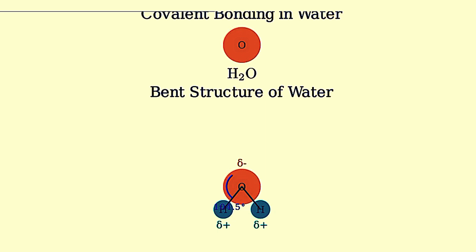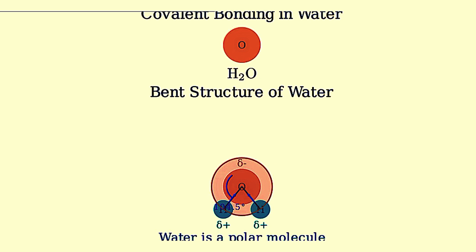Oxygen is more electronegative than hydrogen, which means it pulls the shared electrons closer to itself. This creates a partial negative charge around the oxygen atom and partial positive charges around the hydrogen atoms. As a result, water is a polar molecule, which explains many of its unique properties, like its ability to dissolve many substances, high boiling point, and surface tension.